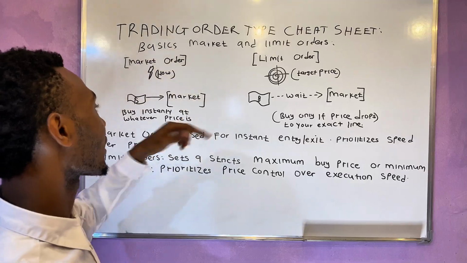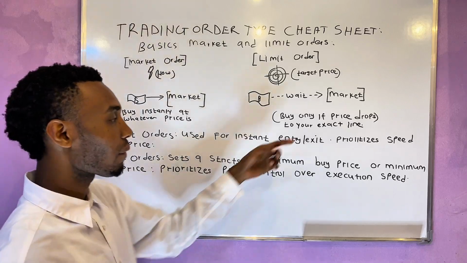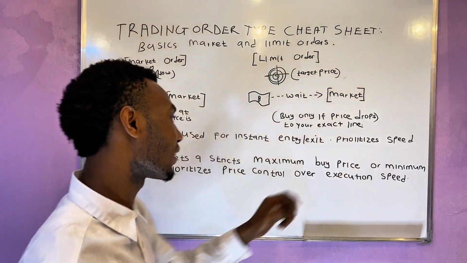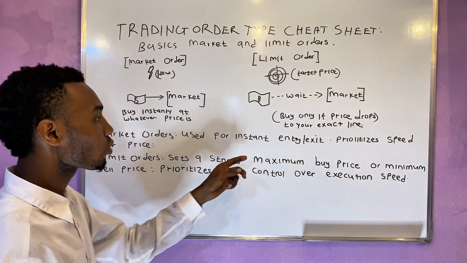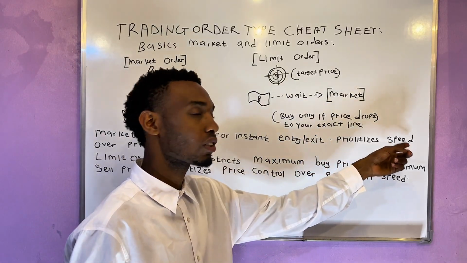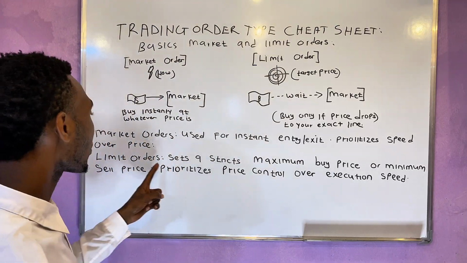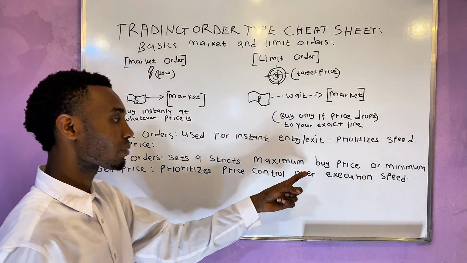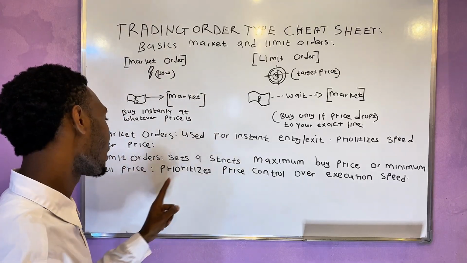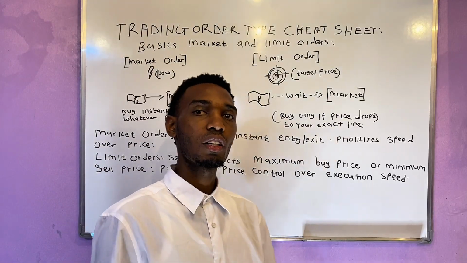A market order buys at whatever price is current. A limit order buys only if the price drops to your exact line. Market orders are used for instant entry or exit and prioritize speed over price. Limit orders set a strict maximum buy price or minimum sell price, and prioritize price control over execution speed.